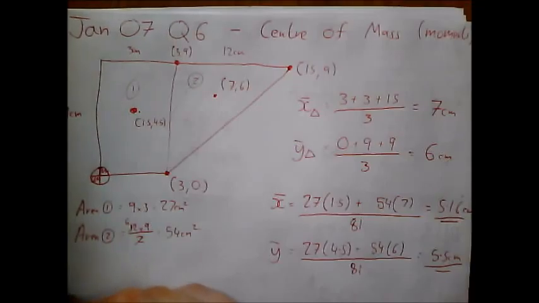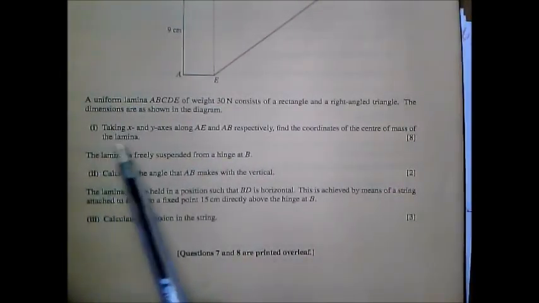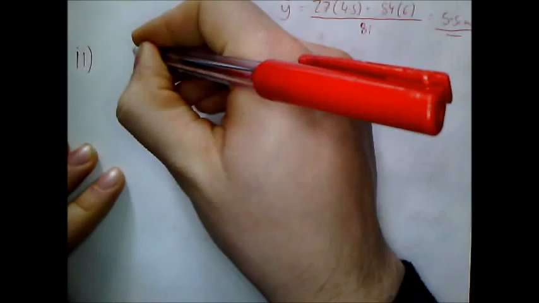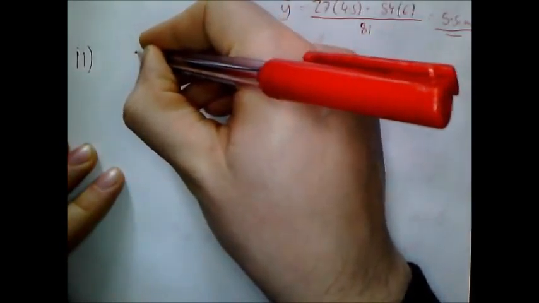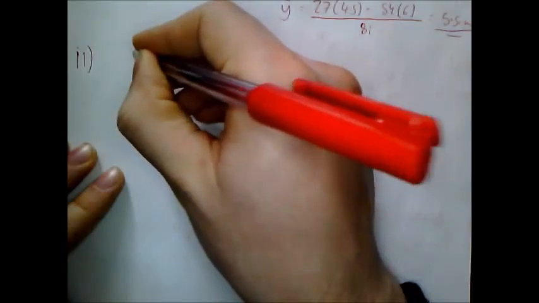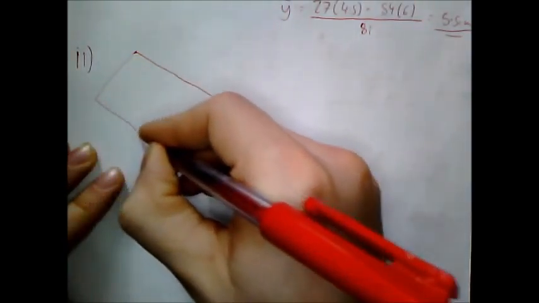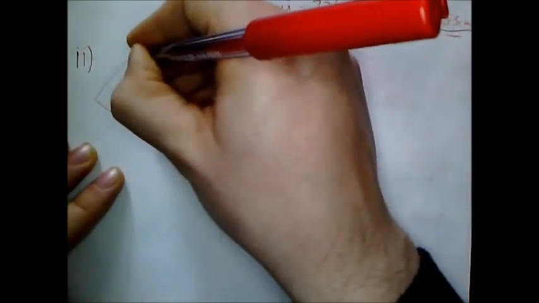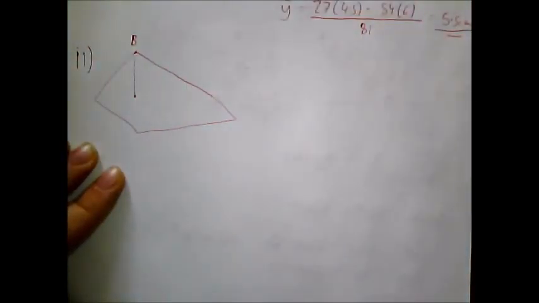For part 2, our lamina is freely suspended from the hinge B, and we want to calculate the angle AB makes with the vertical. I'm going to do a quick sketch here. So here's my point B, and then we've got our lines here. It doesn't have to be super neat. Our centre of mass is going to be directly below point B. It's going to hang through our centre of mass.